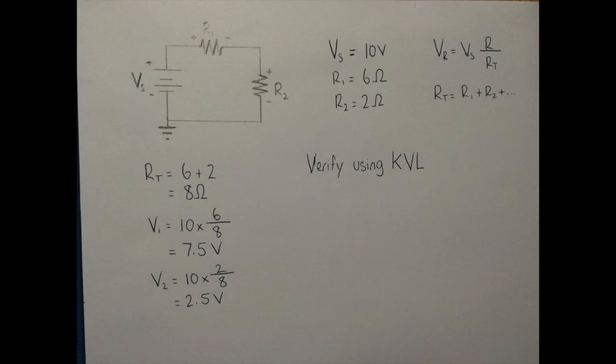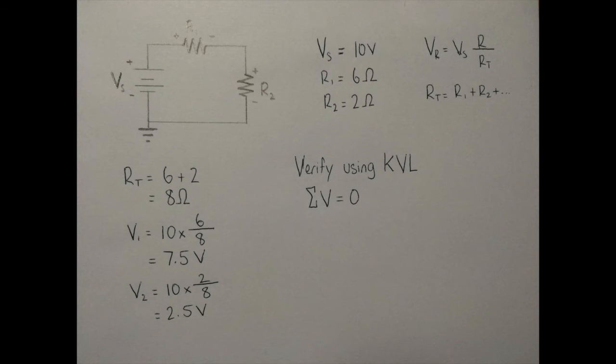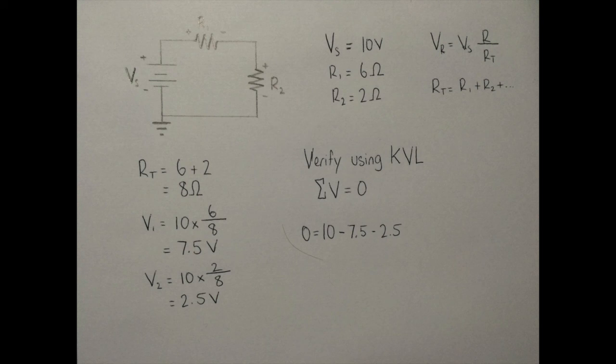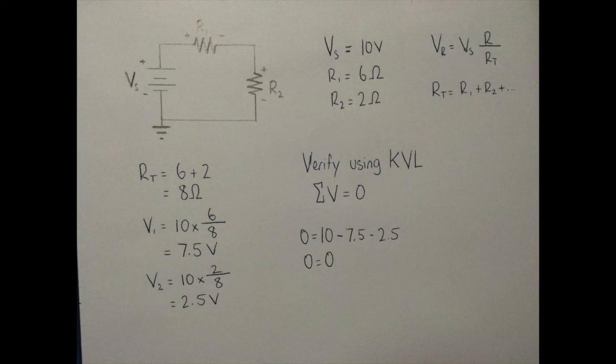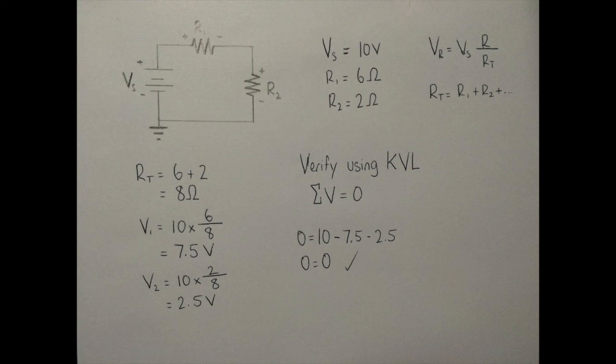Now to make sure our answers are correct, we use Kirchhoff's voltage law, where the algebraic sum of all the voltage drops is equal to 0. Looking at the polarity of all components, we can see that the resistors are opposing the source, meaning they will be negative values using KVL. So we let 0 equal 10 minus our two calculations, 7.5 and 2.5. This equals 0 as we expected, meaning our values are correct.